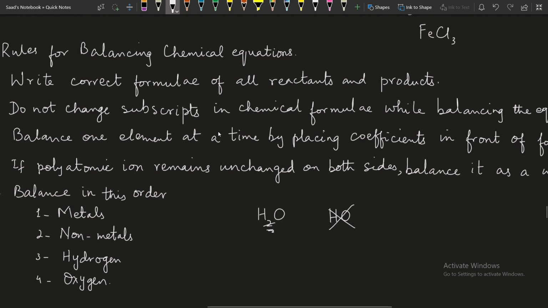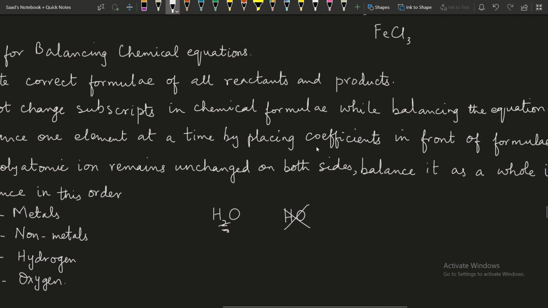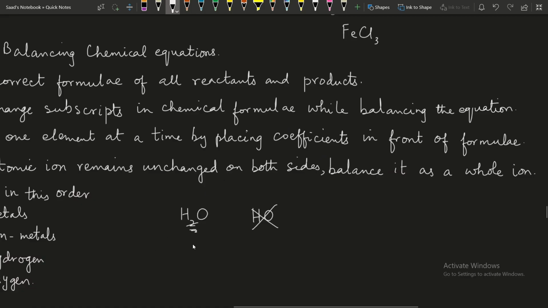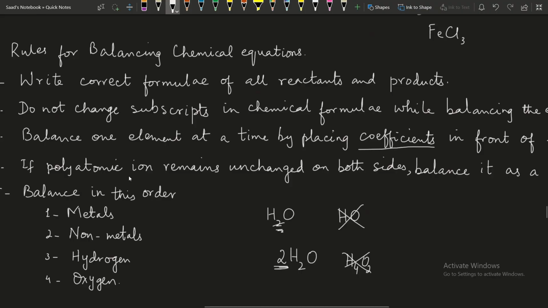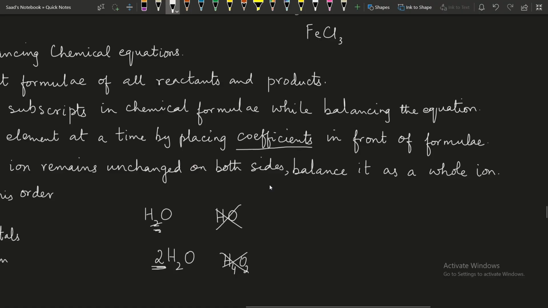Then balance one element at a time by placing coefficients in front of the formula. You will not change the subscript in any case, but you will write the numbers as coefficients. Like if we need 4 hydrogens or 2 oxygens, write these numbers as coefficients in front of the formula. You will not make it like this. This is not the correct way. All right. And if a polyatomic ion remains unchanged on both sides, balance it as a whole ion.